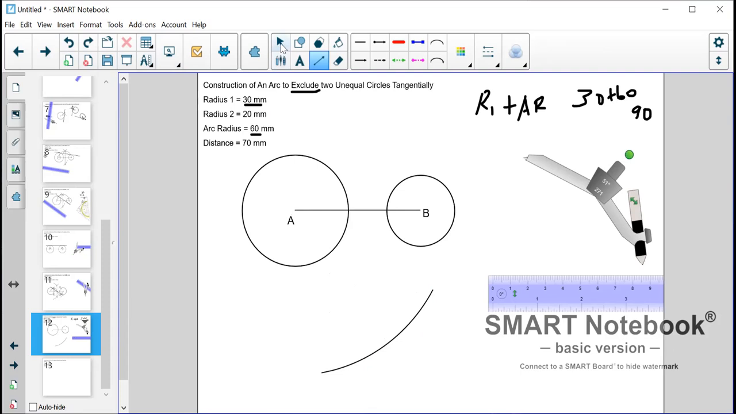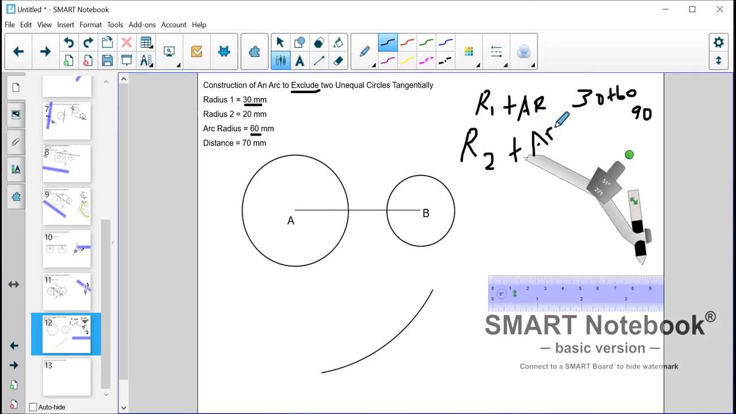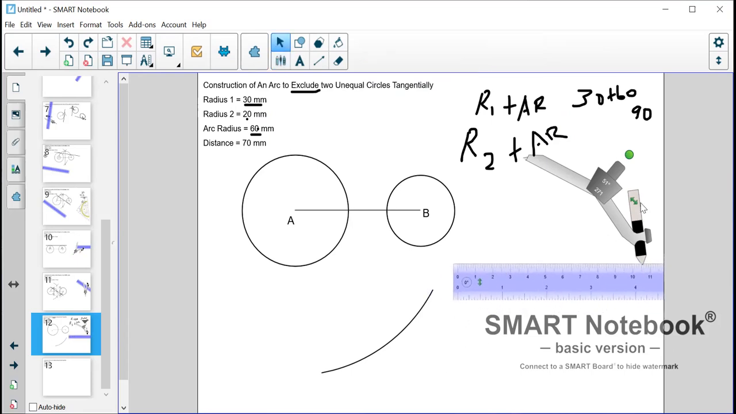Now the other one, in order to get that distance, we have to add radius 2 plus the arc radius. So the radius 2 in this case is 20, plus the arc radius, that will give us 80. So we now take the pair of compasses and use that measurement of 80 mm.